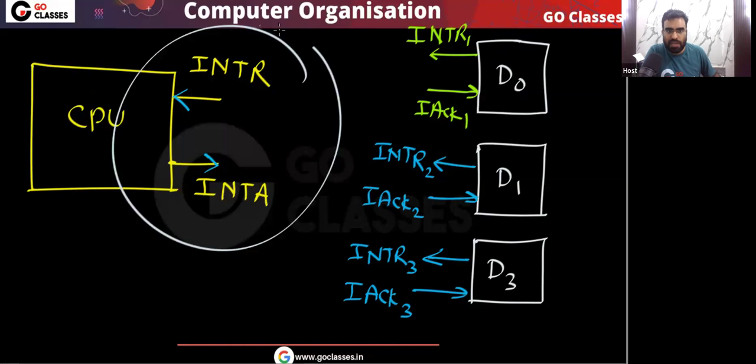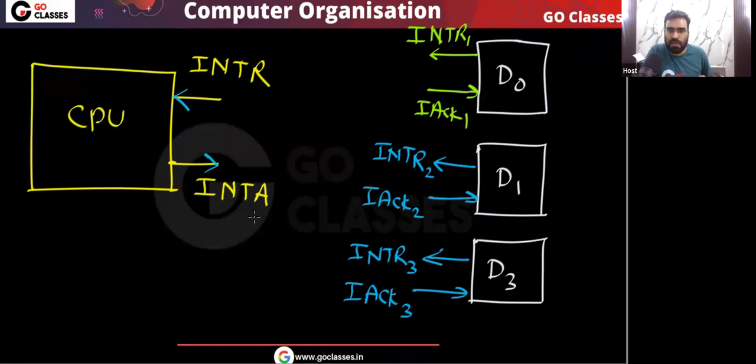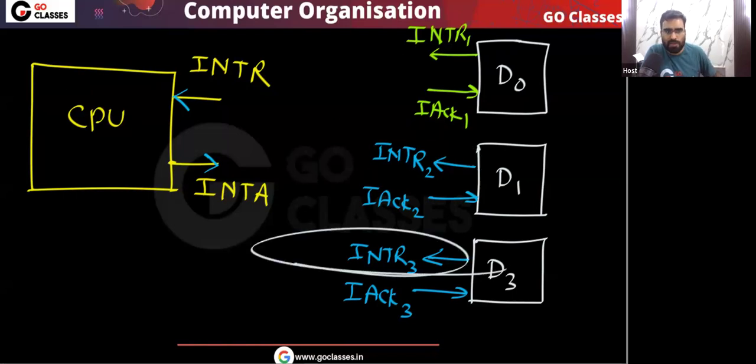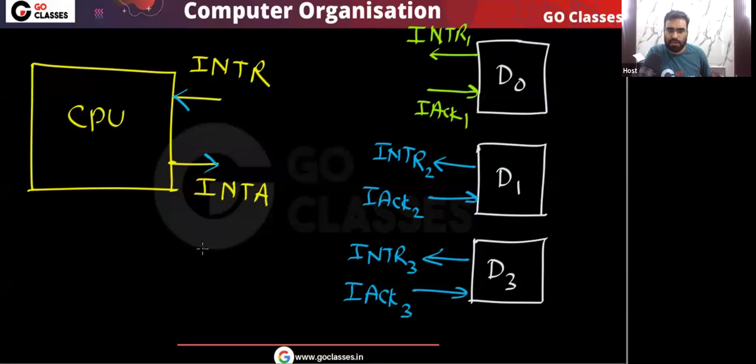But remember, the CPU has only one pin. Then what should I do? Anyone want to suggest how to connect? See, every device has its own interrupt request pin, but the CPU has only one interrupt request and one interrupt acknowledgement. So does anyone want to suggest some idea how to make this connection?